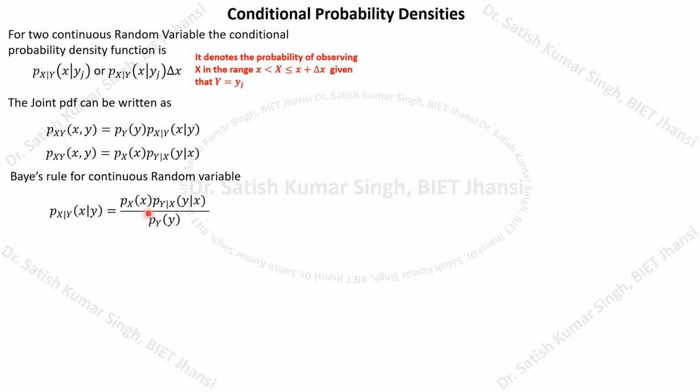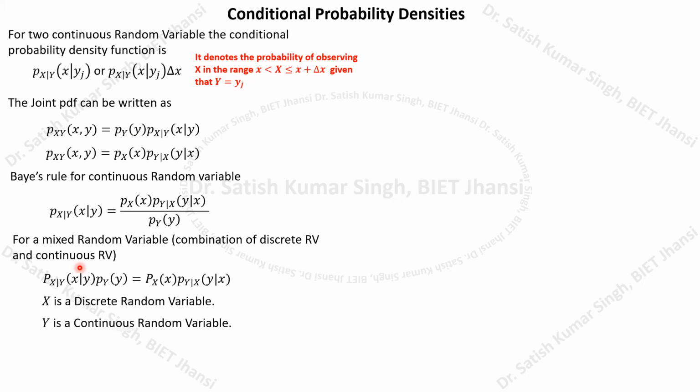Based on the Bayes rule, we can write this particular expression. One thing we have to note here is that I have taken both random variables as continuous random variables. But this can also be written for mixed random variables. We can have conditions in which one random variable is continuous and the other random variable is discrete. In that case, we have a mixed random variable.